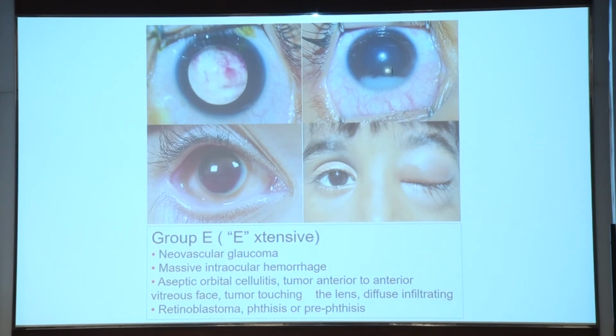All right. Now we have group E. E is an advanced intraocular retinoblastoma, where we have all the clinical risk factors which can have a possibility of systemic micrometastasis, including neovascular glaucoma, massive intraocular hemorrhage, and aseptic orbital cellulitis, which is due to necrosis of a large tumor, and actually presents like an inflammation. After a very bad inflammation, in fact, these eyes can go for phthisis also. The entire structure is altered, and you can even have a phthisis bulbi in retinoblastoma, and that is group E.